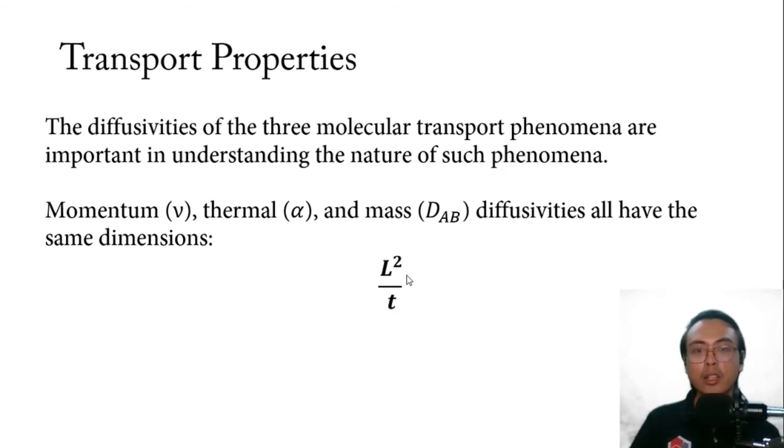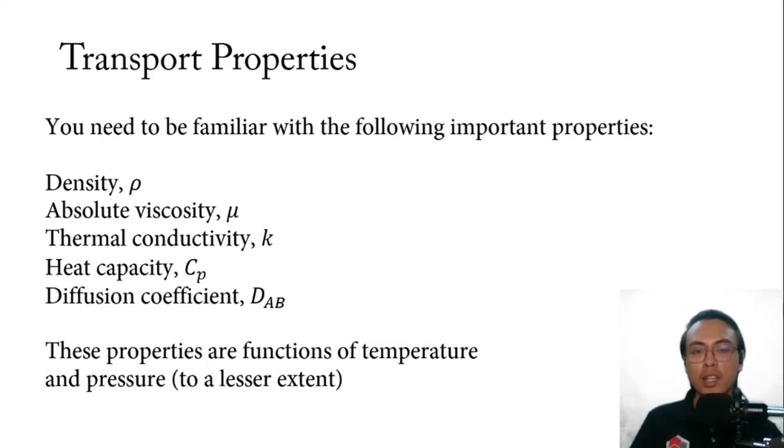This means that, let's say for example, we are using the SI system, the units of the diffusivities should be the same and they should be square meters per second. Okay? So they all have the same dimensions. Since we will be dealing with transport properties, you need to be familiar with the following properties that will be used heavily in our future lessons.